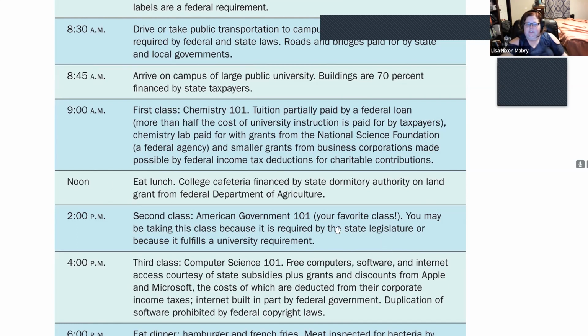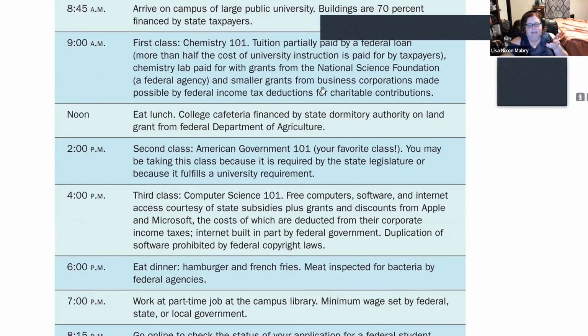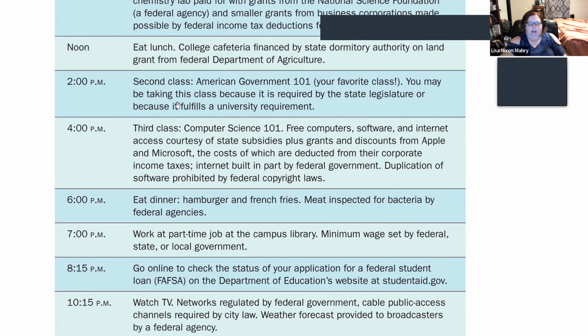You eat lunch at the cafeteria. That's all done through the Department of Agriculture. American government, I'm your gal. You're taking this because it's required, right? Either this class or American history, you're required to take one or the other. So the state legislature says, hey, this is important. You need to be a well-informed citizen.